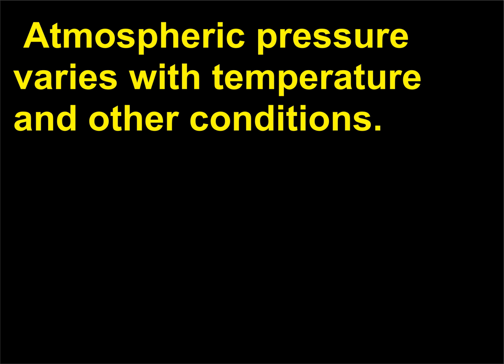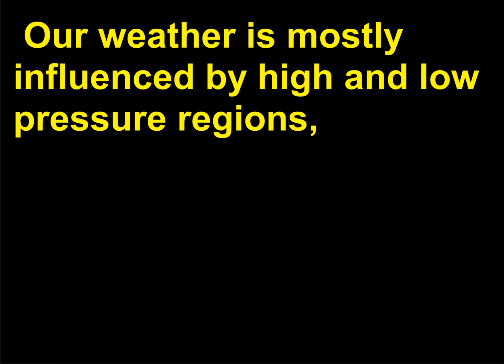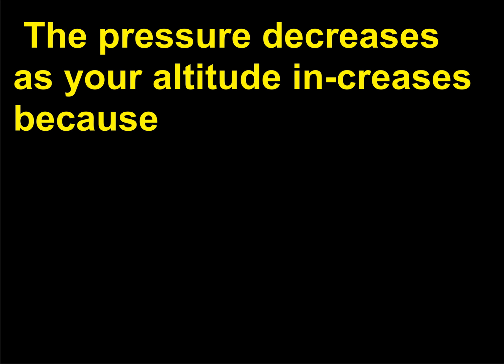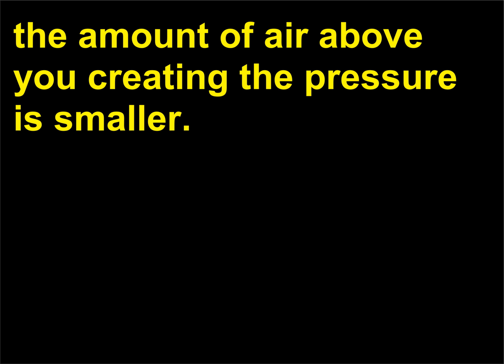Atmospheric pressure varies with temperature and other conditions. Our weather is mostly influenced by high and low pressure regions, which can deviate by about 5% from normal. The pressure decreases as your altitude increases because the amount of air above you creating the pressure is smaller.